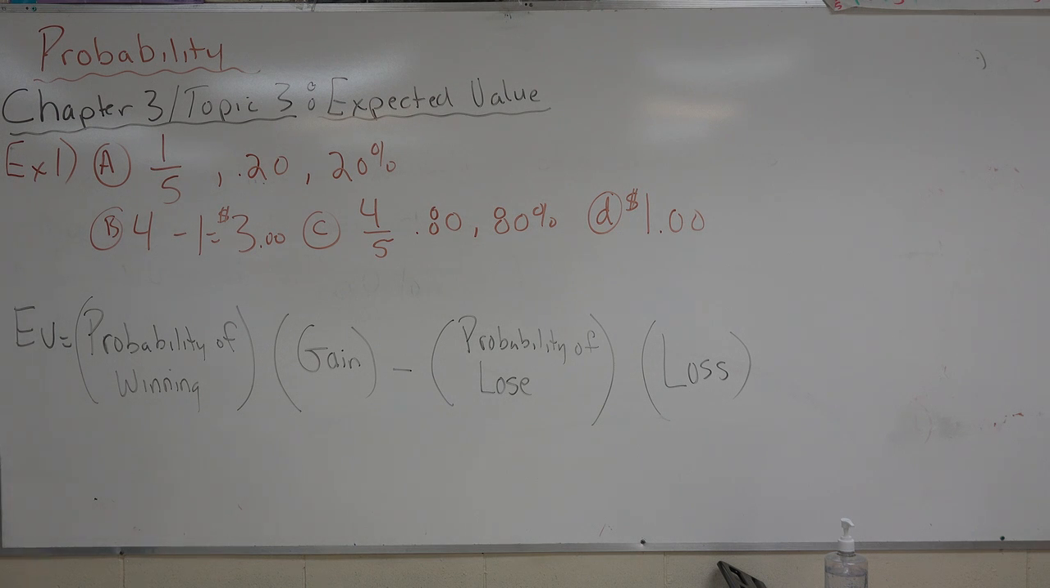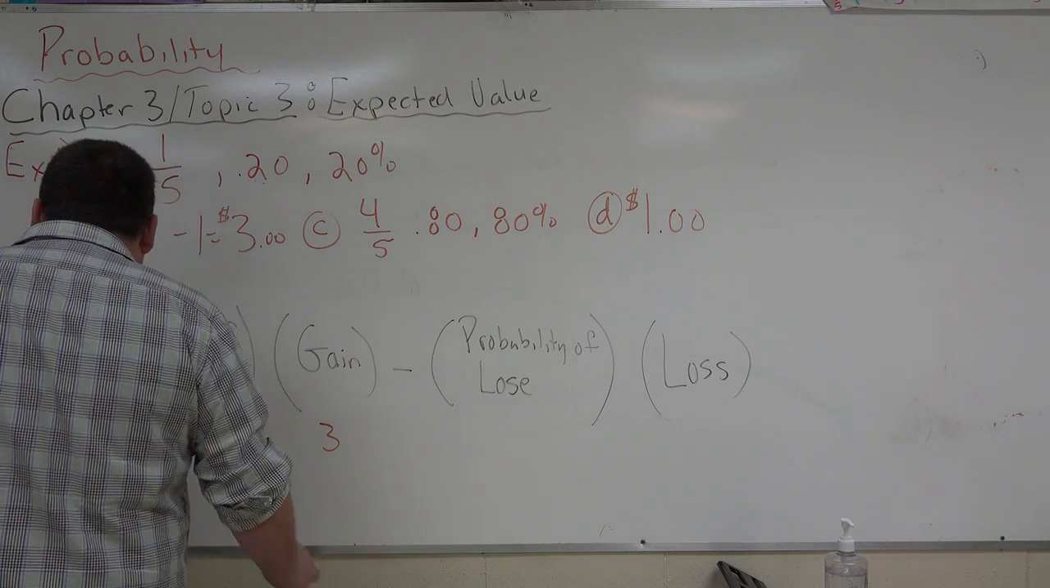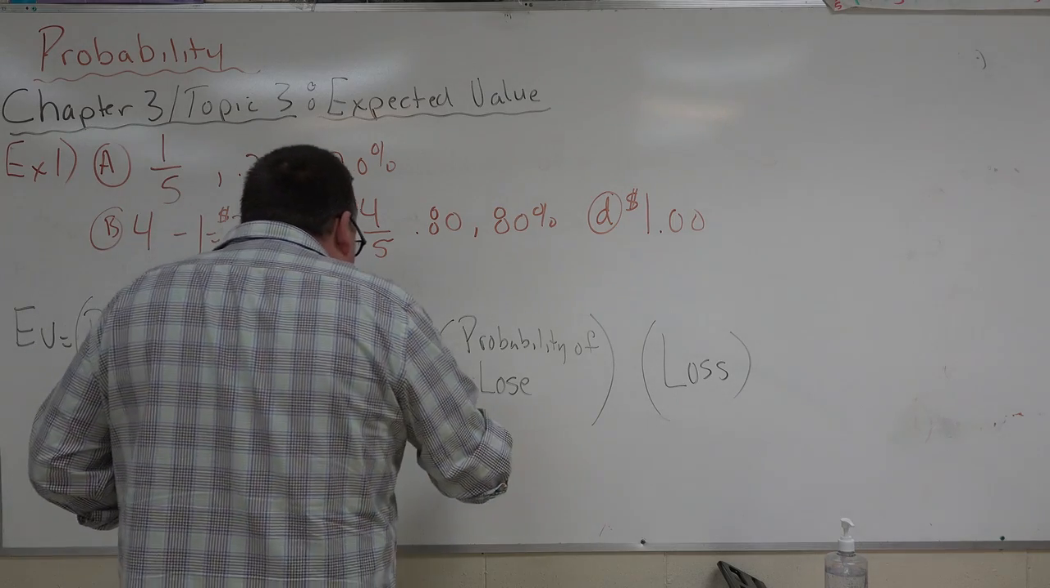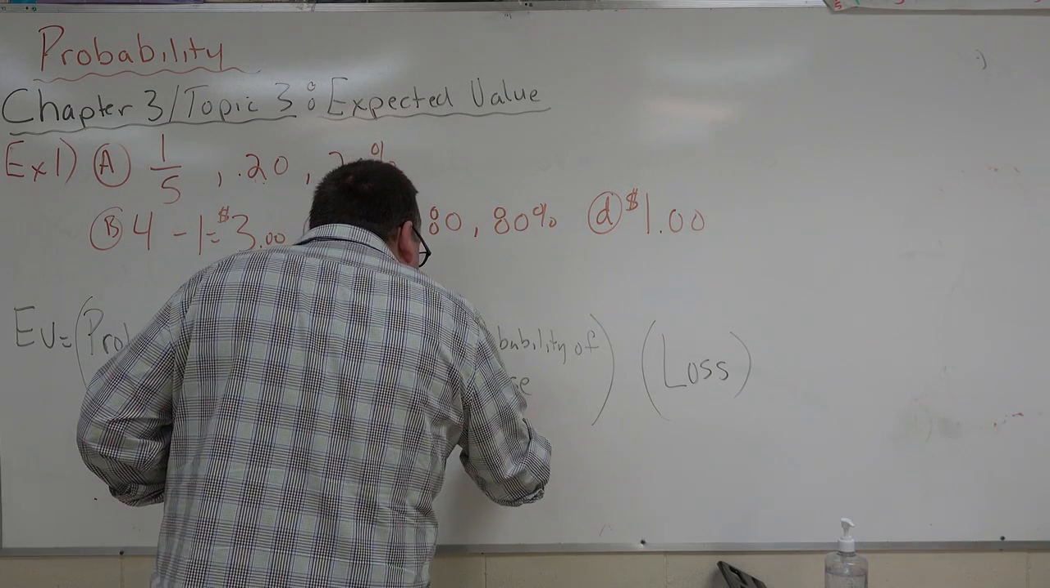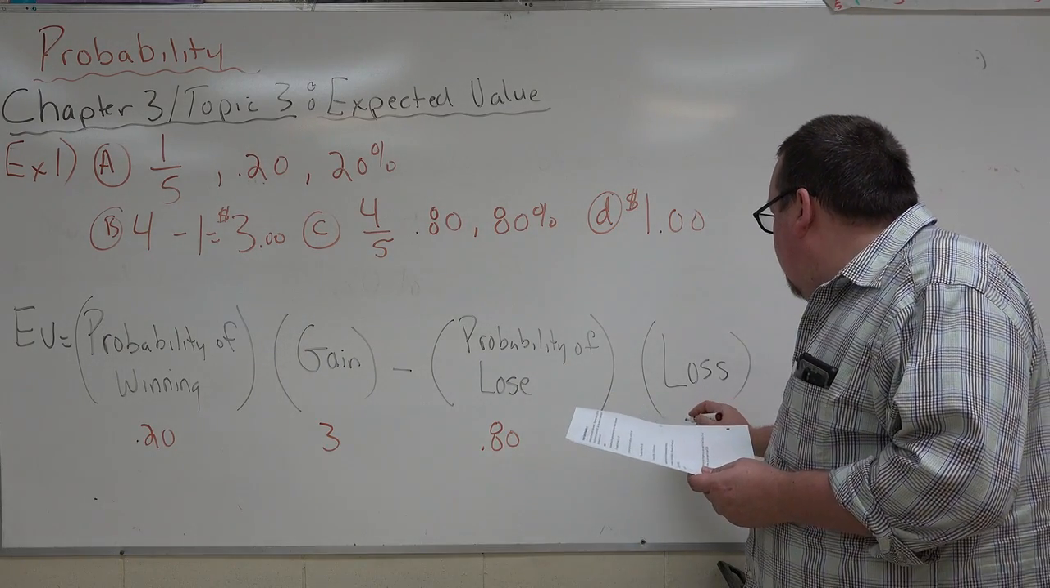So now let's take a look at that formula that I didn't get rid of at the bottom here. I erased the stuff from the definition of expected value, but I kept the formula. So the probability of winning is going to be basically 0.20, which is your 20%. We'll keep it as a decimal. If we do win, we're going to win $3. Now the probability of losing, if we do have a loss, is going to be 80%, which is 0.80, keeping it as a decimal. Then if we have a loss, we're going to be out $1.